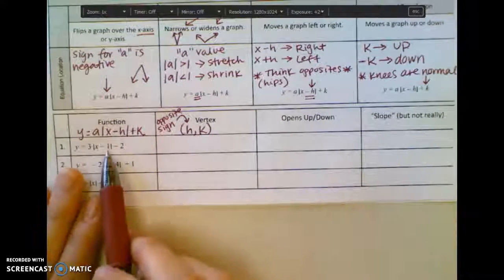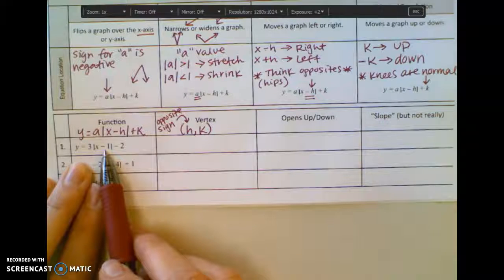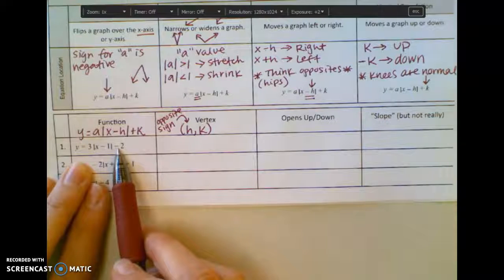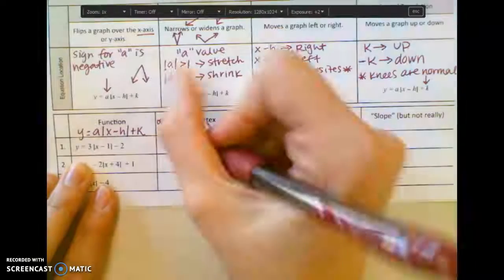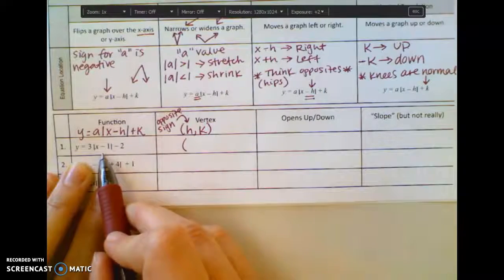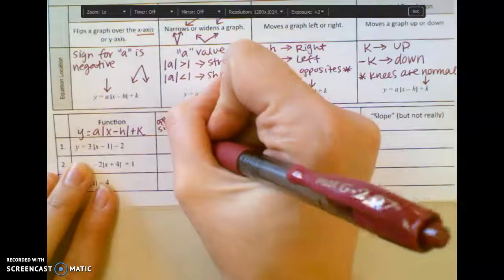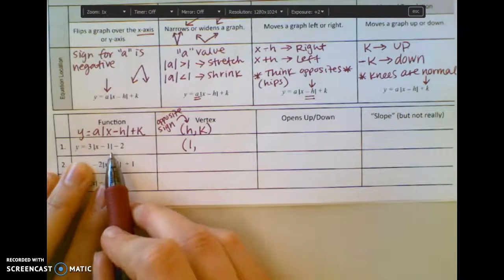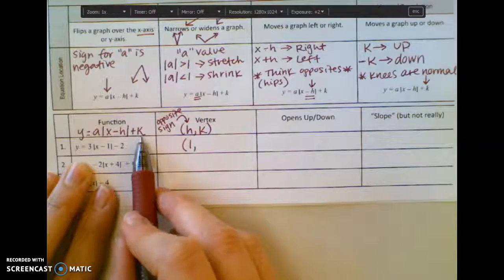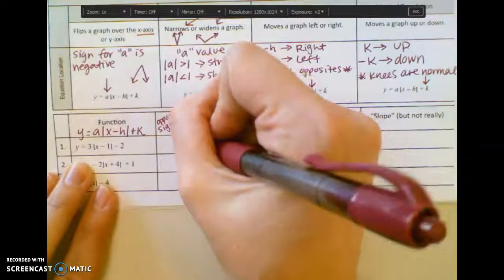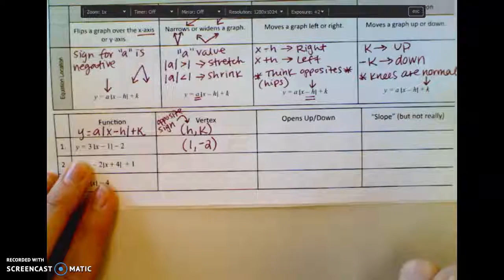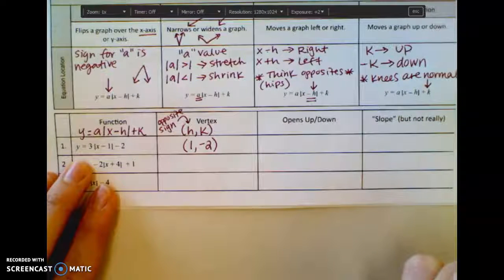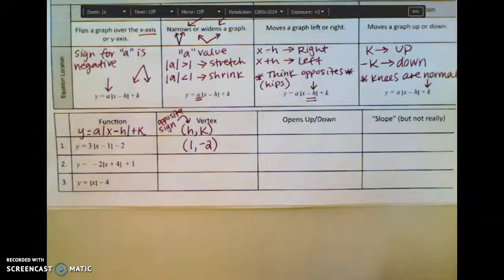So let's look at what h and k are here. I see my h is a negative 1, my k is a negative 2. So for my vertex, I'm going to take the opposite of h. I have negative 1, so I take positive 1. Then for my k value, I see a negative 2. We remember that the k, the knees, are normal, so we just take exactly what we're given. We only take the opposite of the h. So there's my vertex. Now let's talk about if it opens up or down.